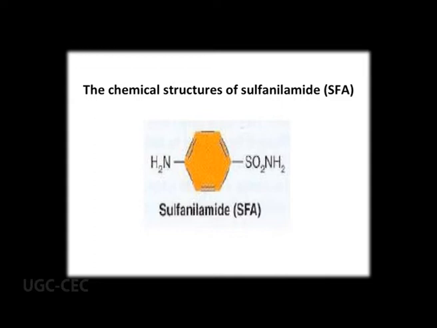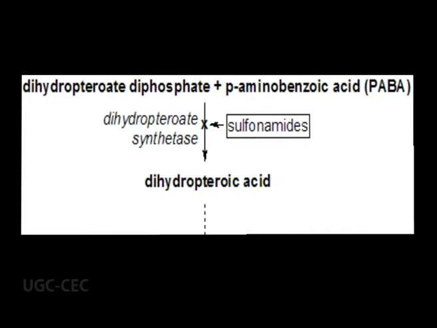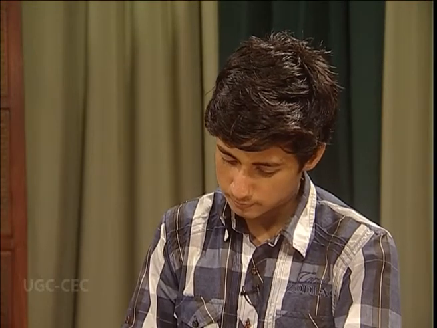Sulfanilamide or sulfamethoxazole structurally mimics para-aminobenzoic acid, and by its structural similarity it binds to the active site of the enzyme which is involved in conversion of PABA to the next metabolite. Thereby it restricts the conversion of PABA and finally it prevents the synthesis of folic acid. So this is the mode of action of sulfamethoxazole.